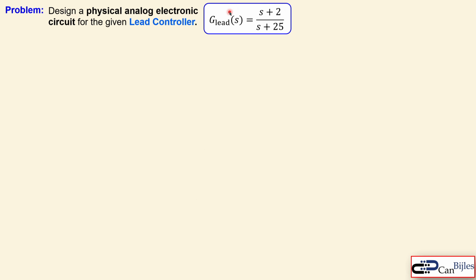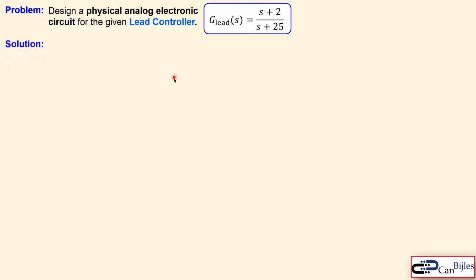When you look at this transfer function, you can see that the zero is at -2, given by the numerator equal to 0, and the denominator equal to 0 will give you a pole at -25. So -25 is farther away than -2, so this is definitely a lead controller. If it is reversed, for example 25 in the numerator and 2 in the denominator, so the pole is closer than the zero, then we have a lag controller, and we will discuss this in another video later.